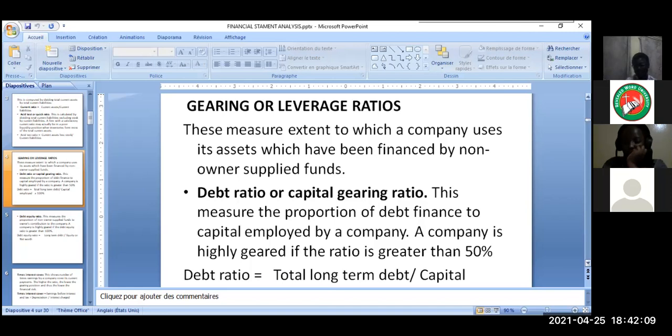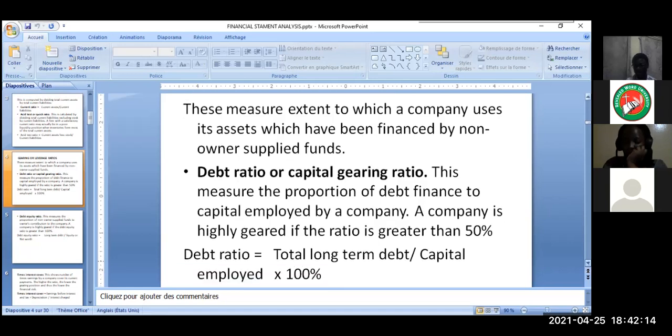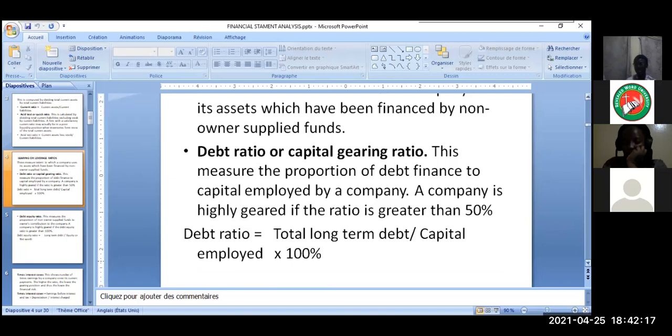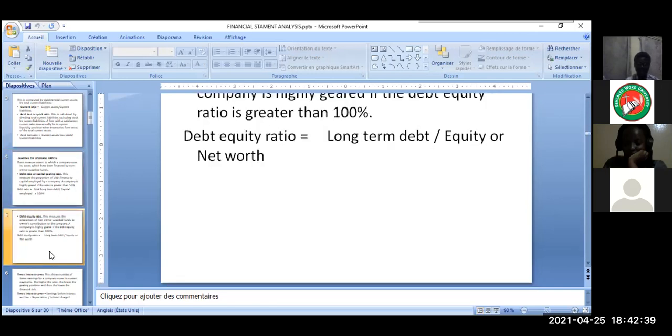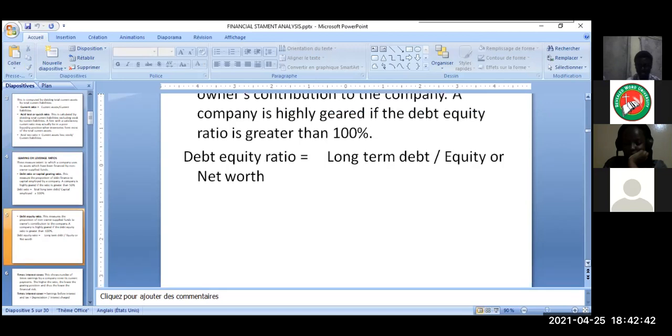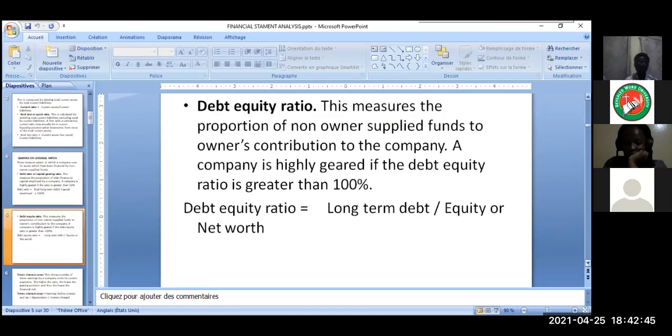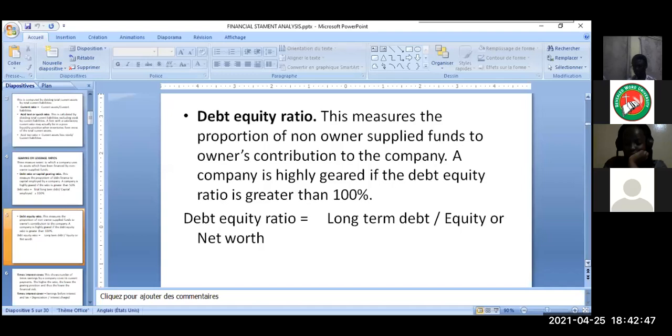So now, if we know where to get the long-term debt, which is non-current liabilities, and now we have the capital employed, everything that the company currently owns to run the business, we times 100, then we get what? Debt ratio, to calculate what? Gear ratio. Okay, so I don't know if you have any question there. If there is none who has a question, we proceed with the debt equity ratio.